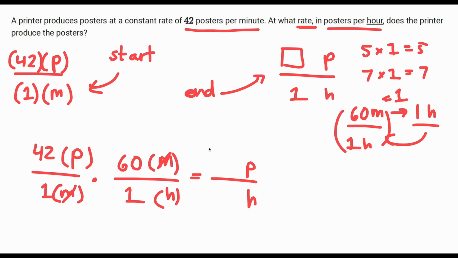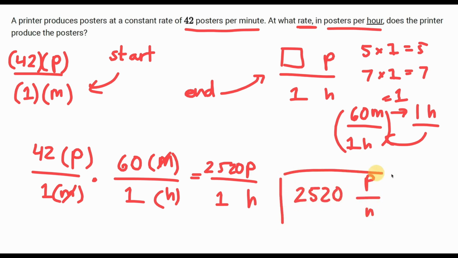So that's the process you need to go through: you deal with the units first, and then you just multiply the numbers, and they'll always work out as long as you dealt with the units correctly. So we're going to do just 42 times 60 over 1 times 1. So 42 times 60 is 2,520, and then 1 times 1 is of course just 1. So anything divided by 1 is just itself. So we can say that our final answer is 2,520 posters per hour, and that is our final answer.